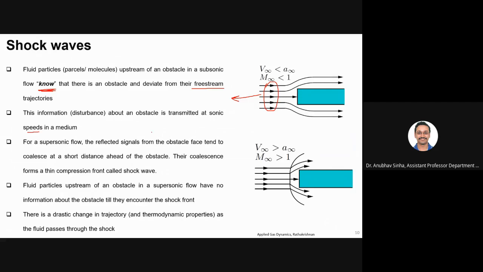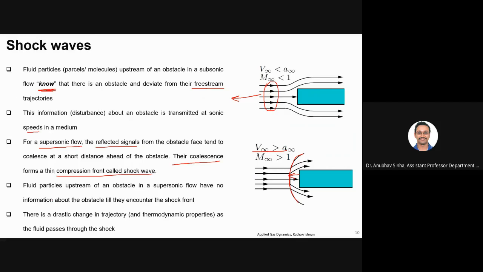Now, for a supersonic flow, where your flow velocity itself is higher than sonic velocity, these reflected signals cannot go far because the velocity of the fluid is higher than the speed of sound. So this information that is going back cannot propagate further, it just coalesces here. This is the region where we have the information, but before this region we have no information. This is same as what you see in the free stream. This coalescence forms a thin compression front. This is called shock wave.